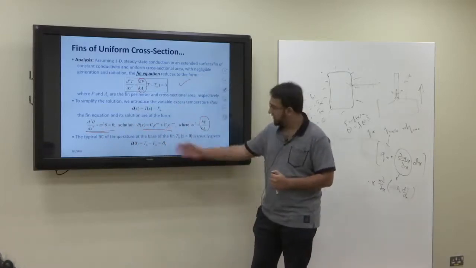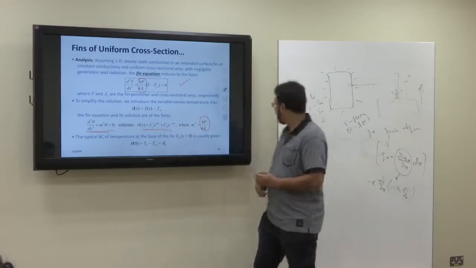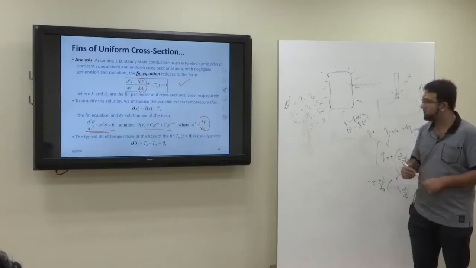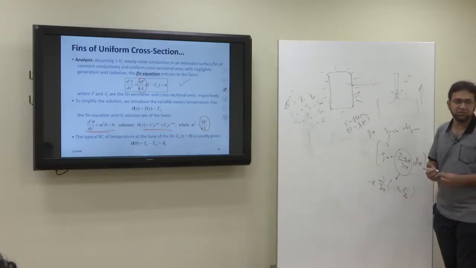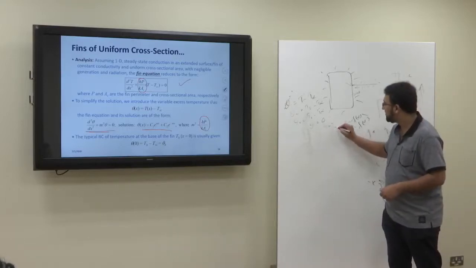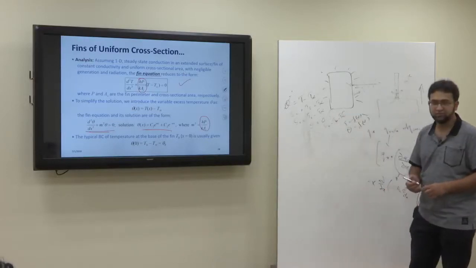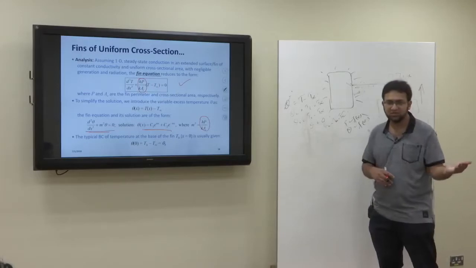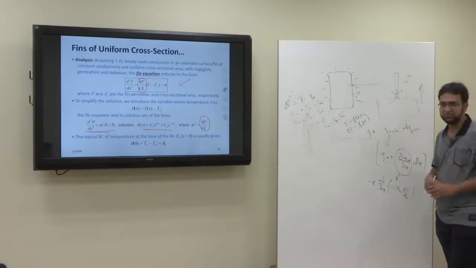Whenever we have an extended surface, a fin attached to the main body, the temperature of the main body will be known as the temperature of the base, right? So theta b will be what? Theta b will be Tb minus T infinity. So theta B is TB minus T infinity. Since we are putting all temperatures in terms of theta, instead of saying TB, we will say theta B. But theta B means TB minus T infinity.